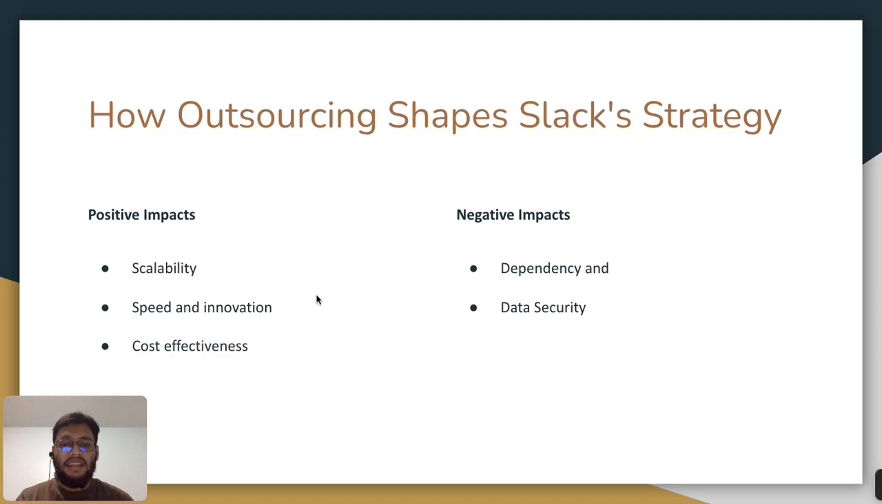When they suddenly get millions of new users, they don't need to build a new server. They can just rent more capacity from AWS instantly, which allows them to grow very quickly. It also gives them speed and innovation. Slack's own engineers don't have to worry about server hardware, networks, cables, or stuff like that. They can spend 100% of their time and brain power on developing features and improving the app.